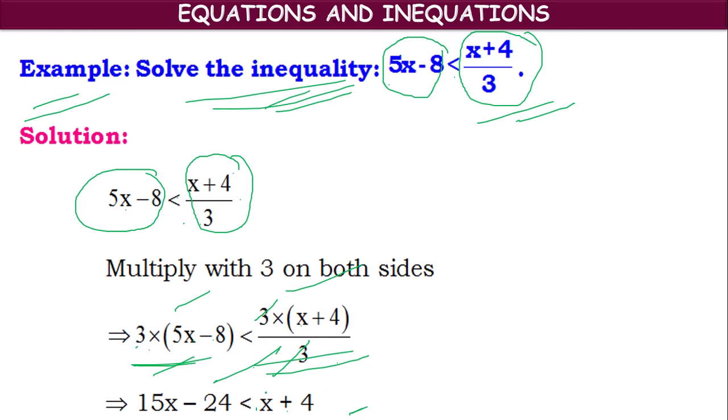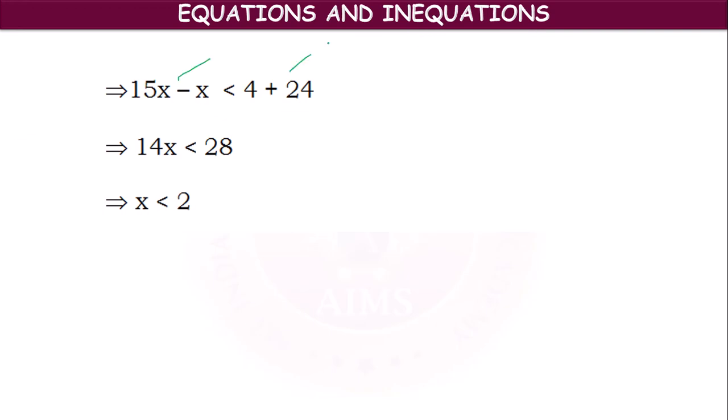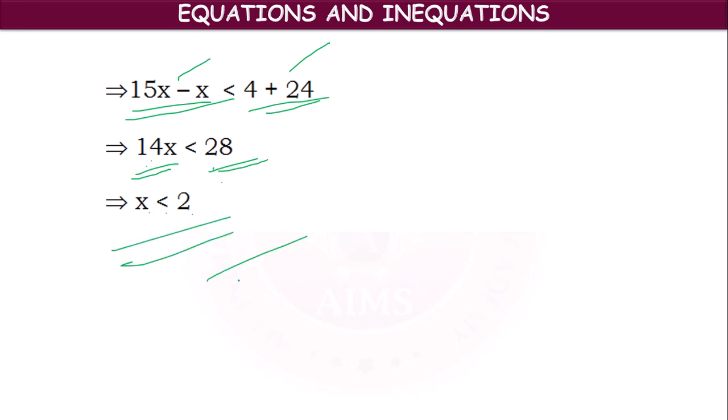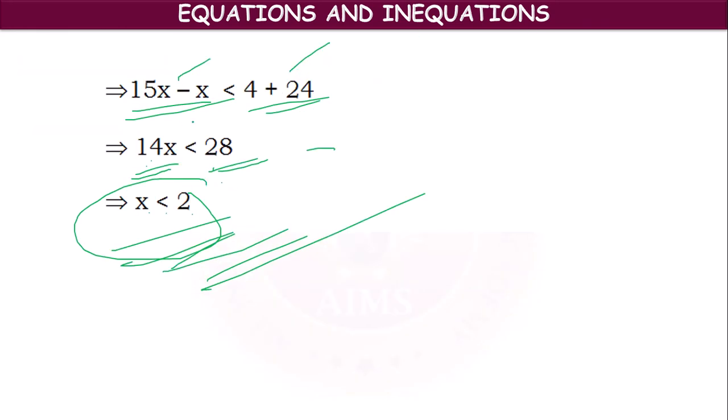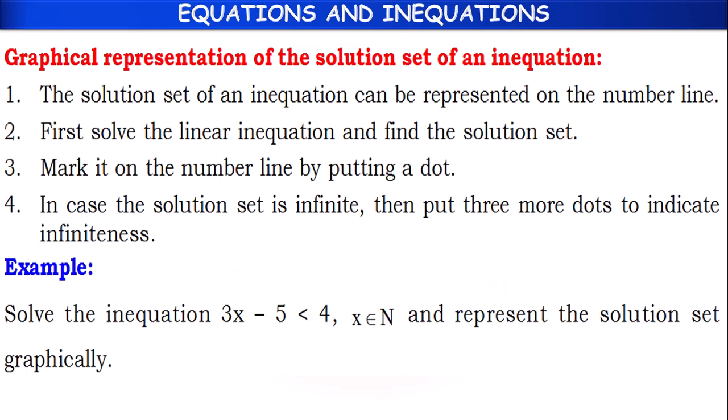Now x terms on one side. X will go this side, minus x. Minus 24 will come this side, plus 24. 15x minus x, 14x. 4 plus 24, 28. 14 comes on this side. X less than 28 by 14, which is equal to 2. X less than 2. So the given inequation will be true for all values x less than 2. Means we can take 1, 0, minus 1, minus 2, any value, the inequation will be true.